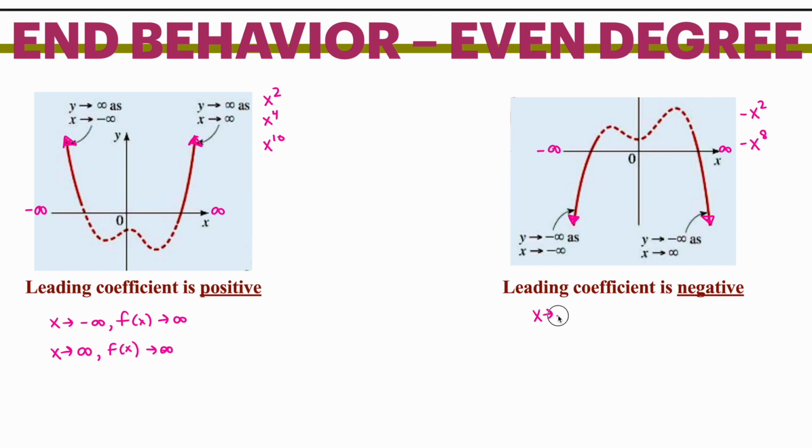So as x approaches negative infinity, the function is also going to negative infinity. And as x approaches positive infinity, the function is still going down. So for all even end behaviors, the function is actually heading in the same direction. Both the left-hand and right-hand side are going down, or both are going up.